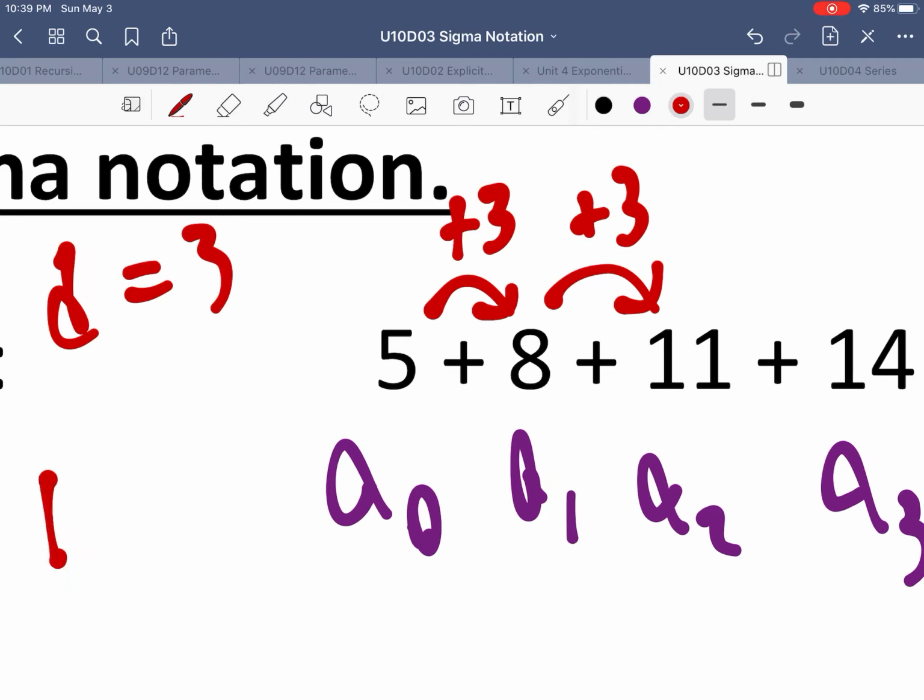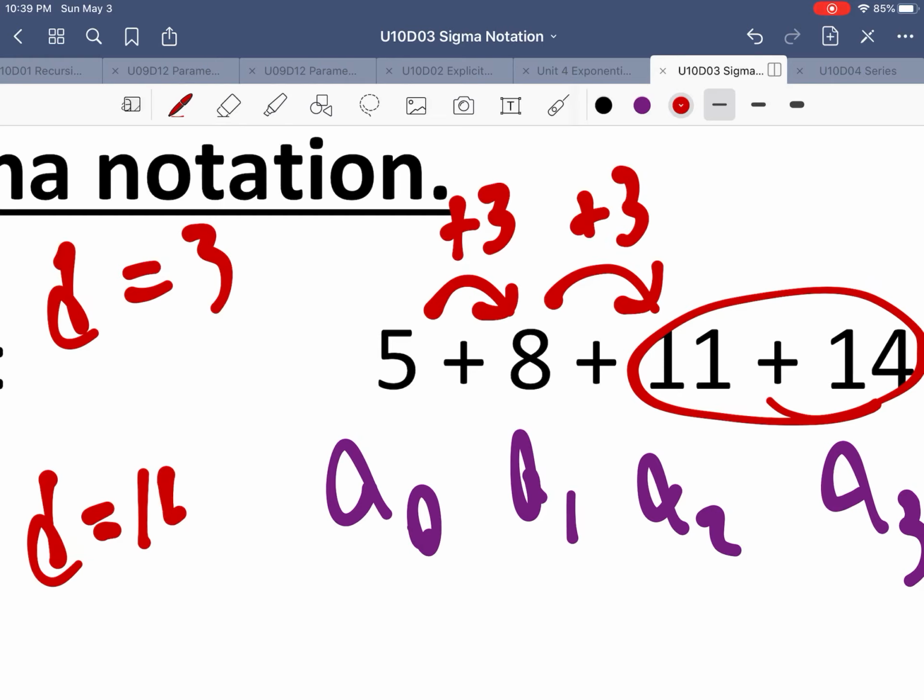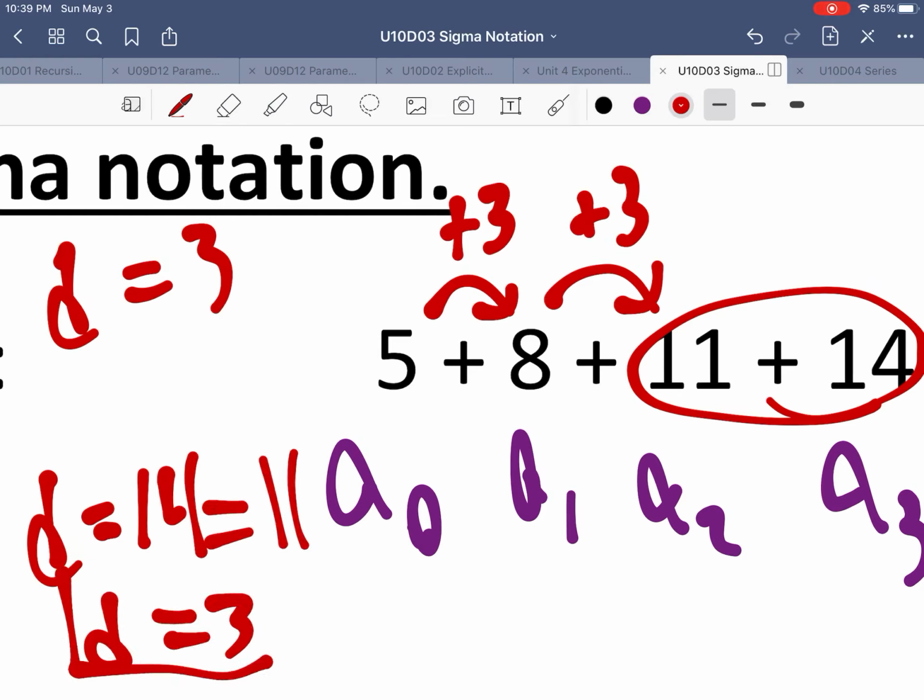A second way to find the common difference is to take any pair of terms. So let's say I took 11 and 14 and subtract the newer one from the older one. So if I did 14 minus 11, I would get d equals 3. So that's another way to find the common difference.